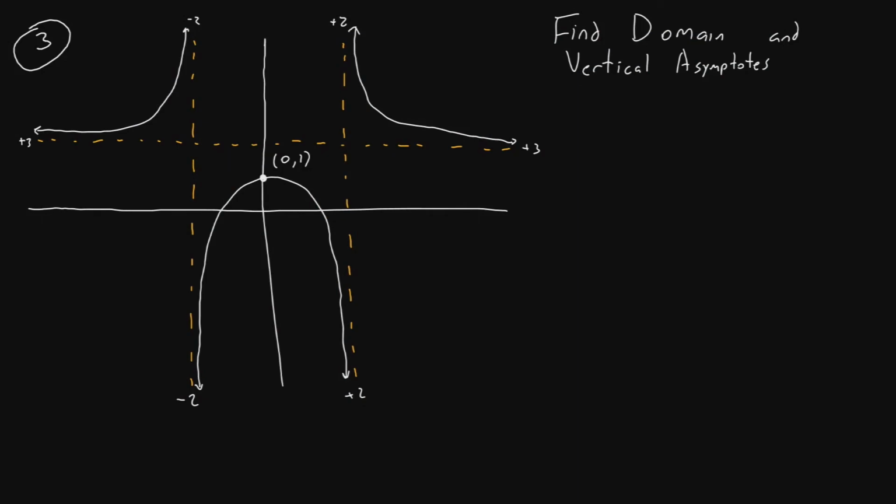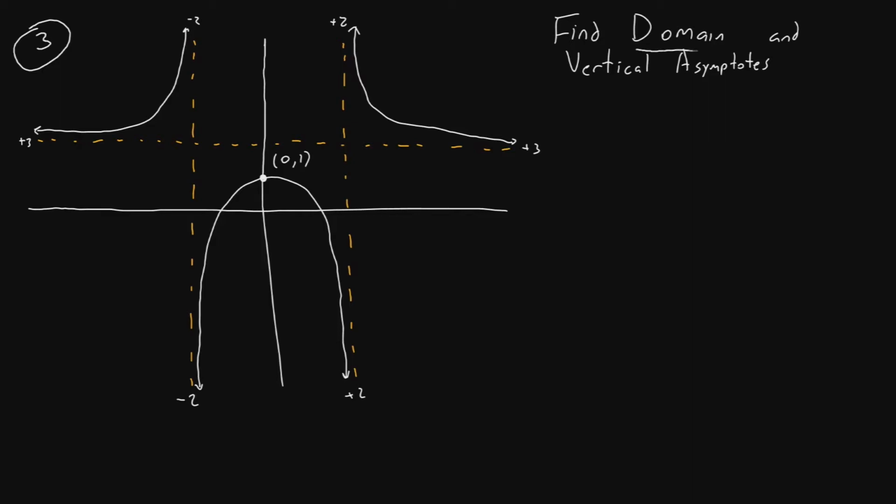Welcome back to our Exam 1 review series. This time we'll be doing problem 3. In problem 3 they give you this picture with a rational function. You can tell it's a rational function because it has both vertical and horizontal asymptotes. The vertical asymptotes are the yellow lines going up and down, and the horizontal asymptotes are the horizontal lines going left and right. In this problem, we are asked to find the domain and the vertical asymptotes.